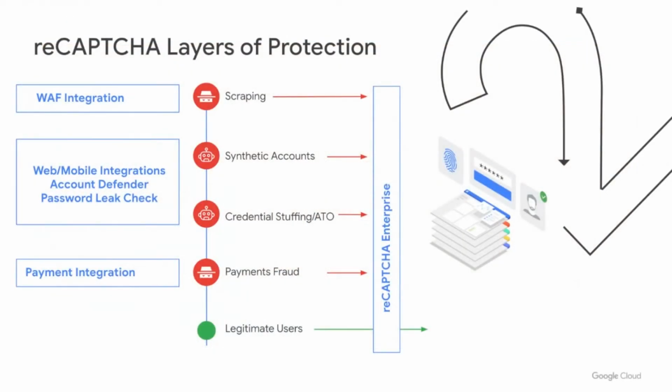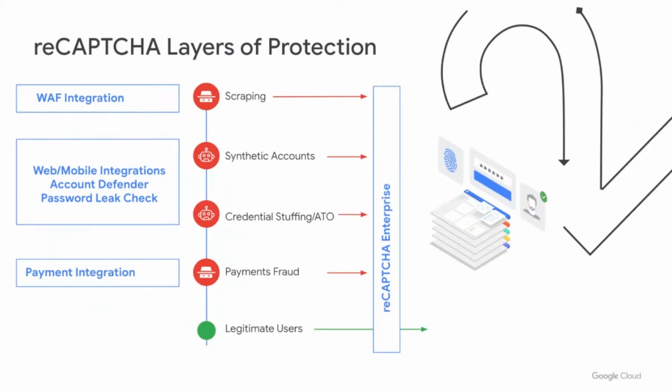And as you've probably heard in many GCP security talks, we really believe here in defense in depth and creating layers of security protection. And reCAPTCHA is no different. So the layers really start at the WAF integration layer, where we'll stop scraping, we'll stop bot attacks, we'll stop kind of high volume abuse.